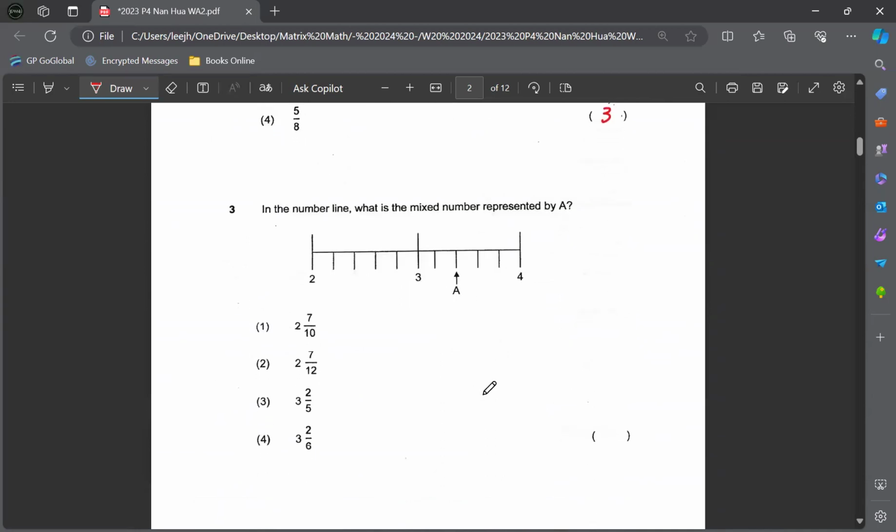Question number 3. In the number line, what is the mixed number represented by A? This one. Okay, so how are we going to do? Very simple. If you look at this, from 2 wholes, let's say number 2 to number 3, they are actually like 1, 2, 3, 4, 5 intervals. So that means one whole is actually in 5s. So which means one marking, right?